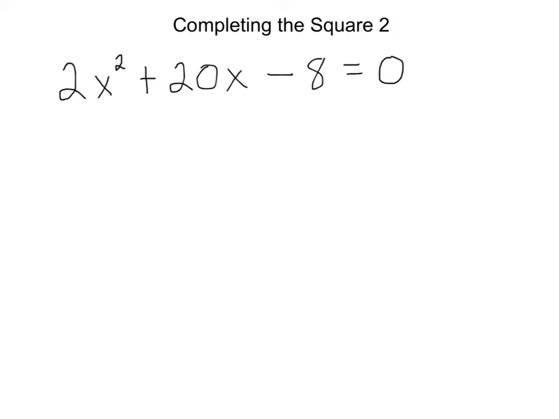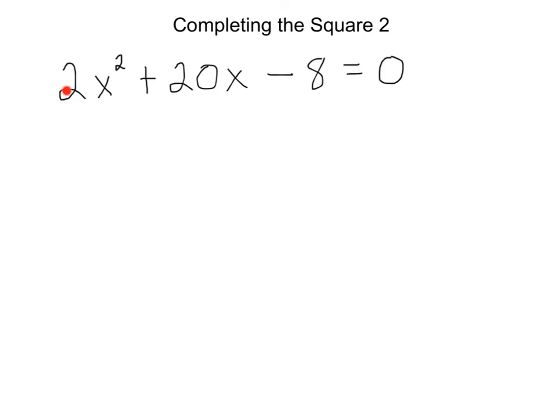All right, so we want to solve this one by completing the square, but it's a little different. When you solve something by completing the square, the first step is to look at the leading coefficient and be sure that it is a 1. In this case, our leading coefficient is a 2. So I can't add 8 on both sides yet. I need to get it where I have a 1 right here.